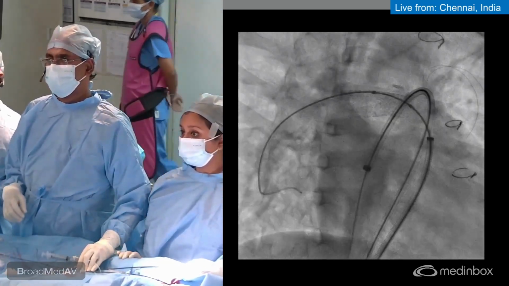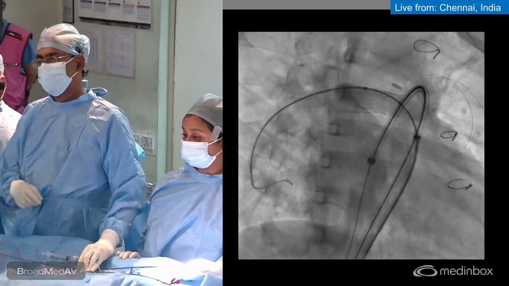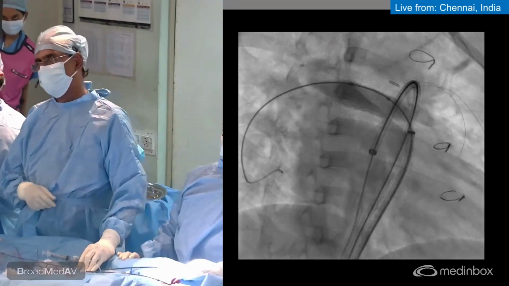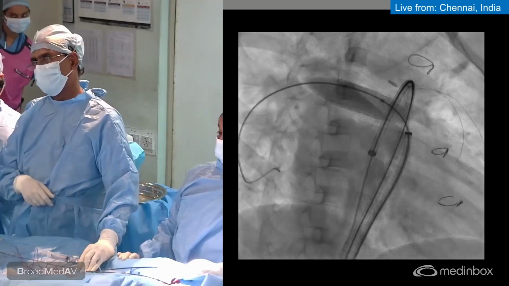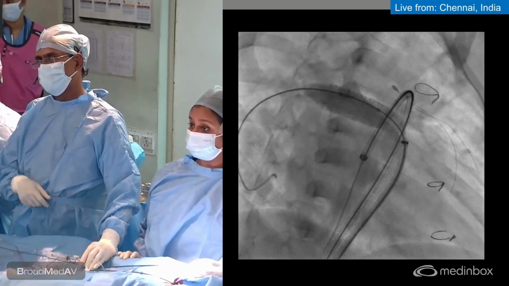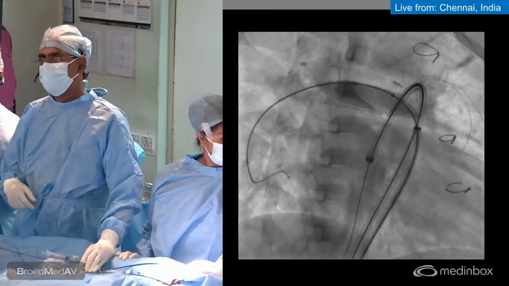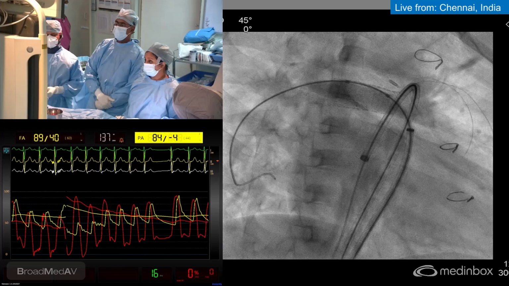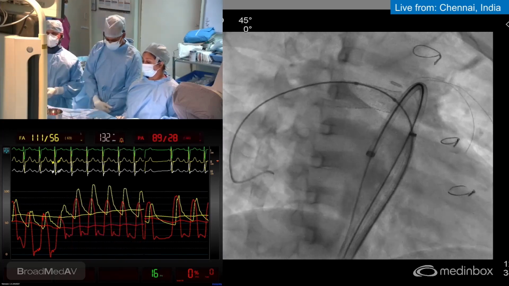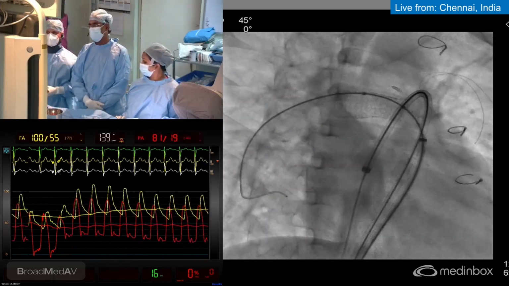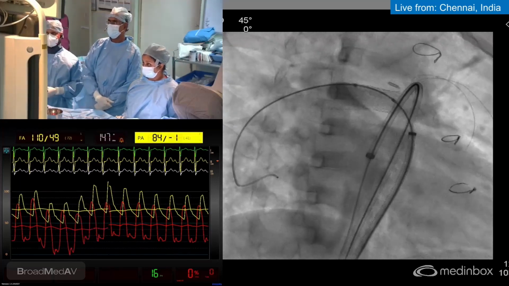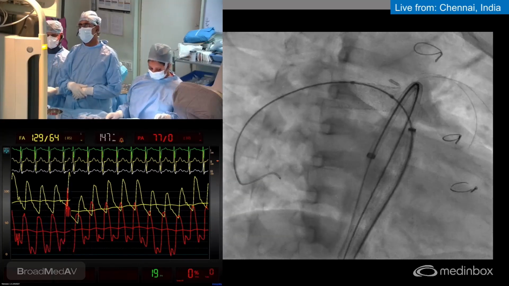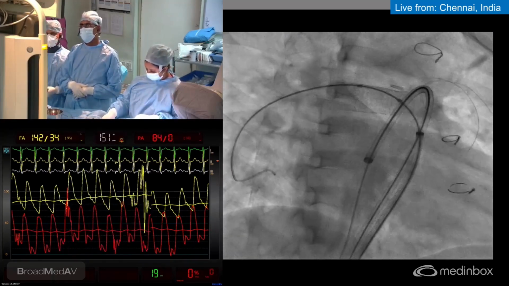Can you inflate it now? And going to inflate, going up to 6 atmospheres, 8, 10, and 12 and 14 atmospheres. 14. Okay. Now we can deflate. Since the proximal part of the balloon is actually occluding the main pulmonary trunk itself, there is a brief drop in the cardiac output. Now it has recovered. So this is on the right.